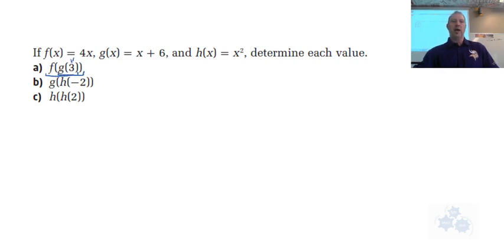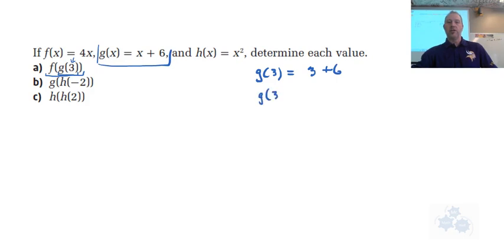Now what happens if I don't have an x here, if I have an actual number? Does that make things a little more complicated or not? Maybe one extra step, right? So what this means is we need to find out what g of 3 is. And that's no problem. Here's our g of x function. So this is going to be 3 plus 6, or g of 3 equals 9. Right? So you always start on the inside. Start on the very inside and work your way out.